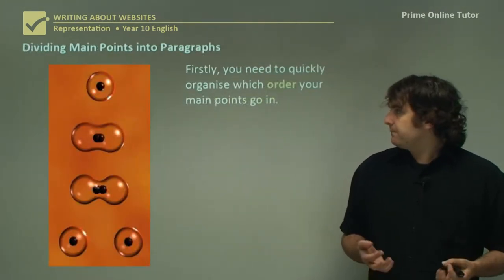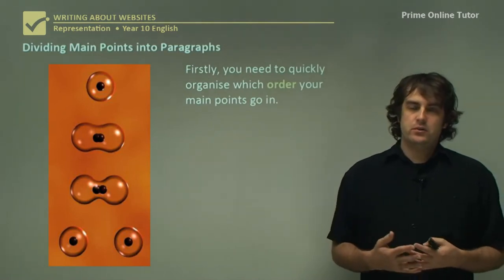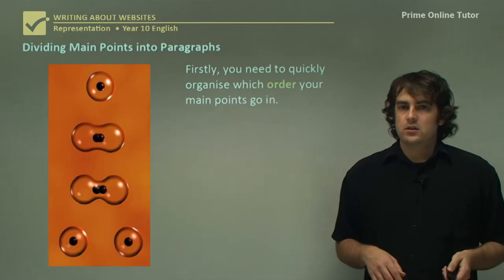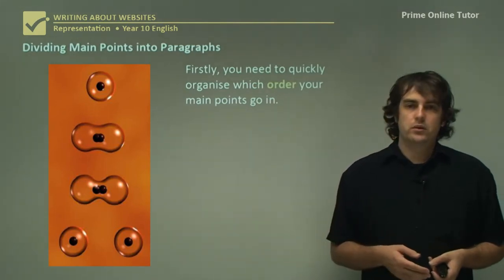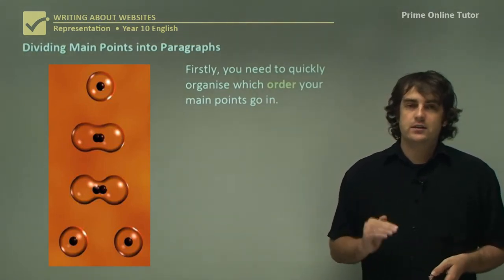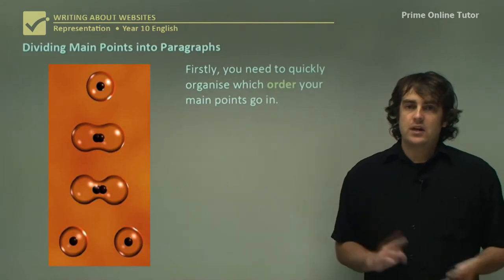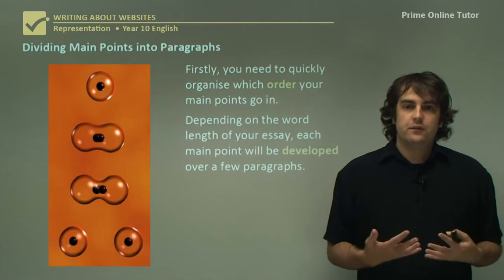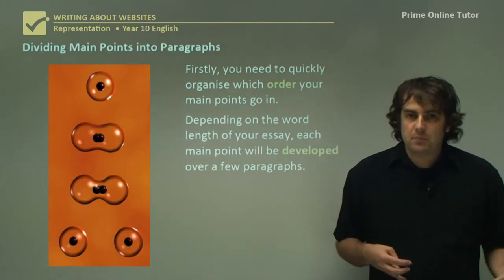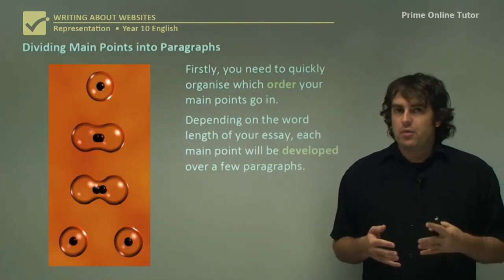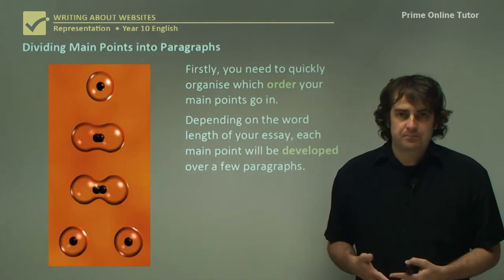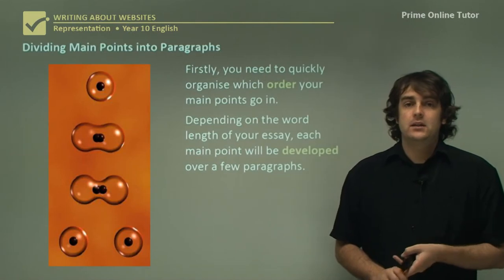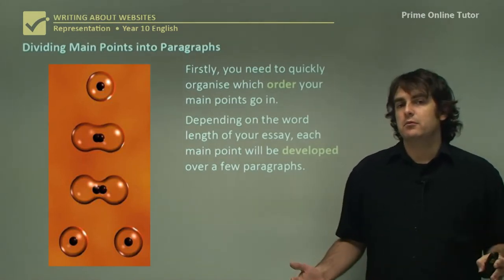Alright, so the first thing is you need to divide your main points off into your paragraphs, into your topic sentences and your main ideas. So you need to order which point each of your ideas goes into. You will start with your dominant one, your main idea. But depending on the length of your essay, it may develop over a few paragraphs. If you've only got 3 ideas in a 3,000 word essay, not that you will be writing that many, but if you do, your main points will be developed over a number of paragraphs.